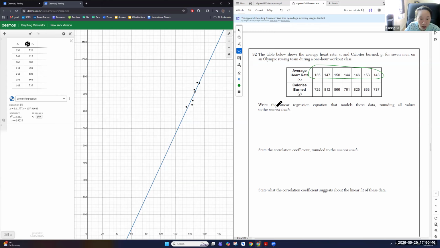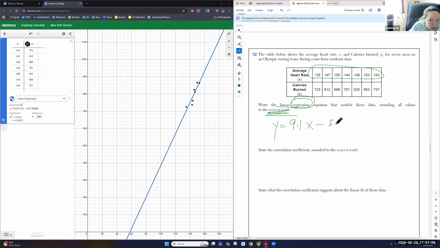So let's see how it goes. It said write a linear regression equation. That means they take a guess about what the linear equation is going to be, and then round all values to the nearest tenth. When I click on the linear regression, they actually do give me the equation right here. So all I've got to do is copy it down. But once again, pay attention, they said nearest tenth, which is the first decimal place. So y equals 9.1x minus 527.556, I'll say 6. All right, so that's how you round it to the nearest tenth. Related correlation coefficient, which is right here, r is 0.9022, and again, nearest tenth, so 0.9.